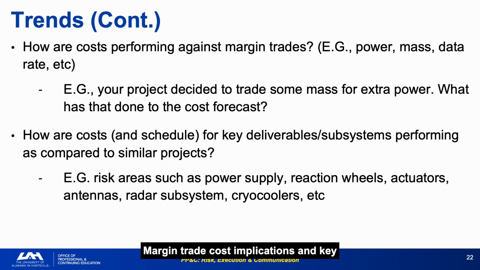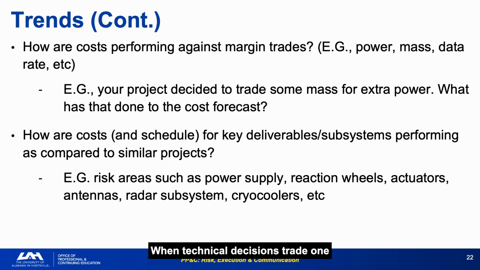Margin trade cost implications and key subsystem cost benchmarking against similar programs are the two trend questions that connect technical performance history to financial forecasting. The examples, reaction wheels, cryocoolers, and power supply, are not random. They are the subsystems that have driven the largest cost surprises on NASA development programs over the past 2 decades. Knowing where the historical pain points are is the starting point for trend analysis.